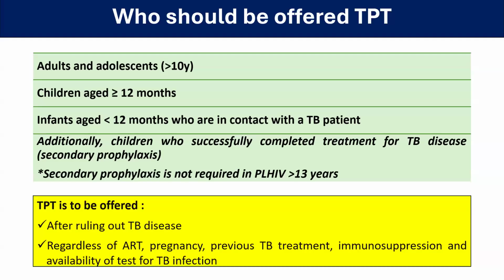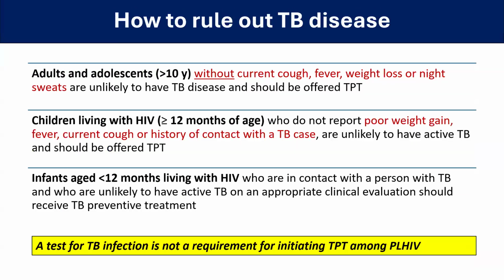So as I said, the TPT has to be offered after ruling out TB disease, regardless of ART, pregnancy, previous TB treatment, immunosuppression, and availability of a test for TB infection. So how do we rule out TB disease? We have seen the 4 symptom screening.